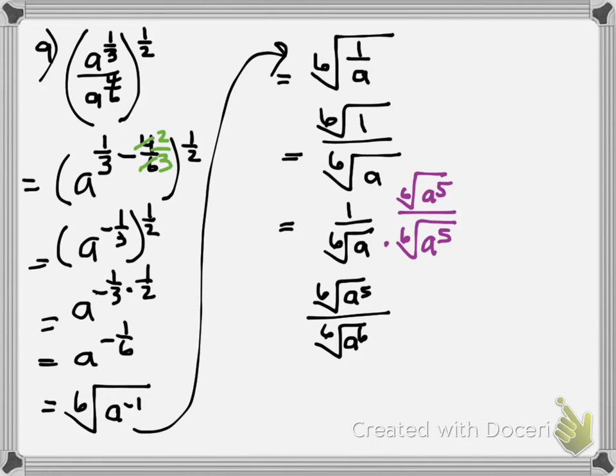Okay, and don't forget, we already know what this equals, right? It's taking a to the 6th and raising it to the 1/6 power. So we've got 6 times 1/6 is 1. So my final answer is the 6th root of a to the 5th all over a.